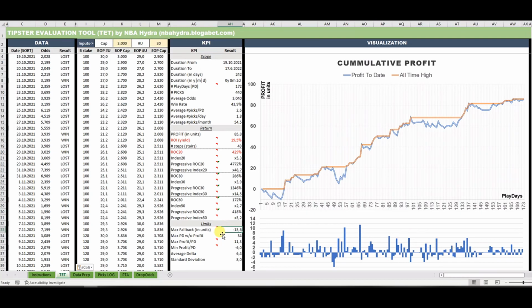That's all for today. I hope this model will be useful to implement for your betting strategy and to reach the maximum result.